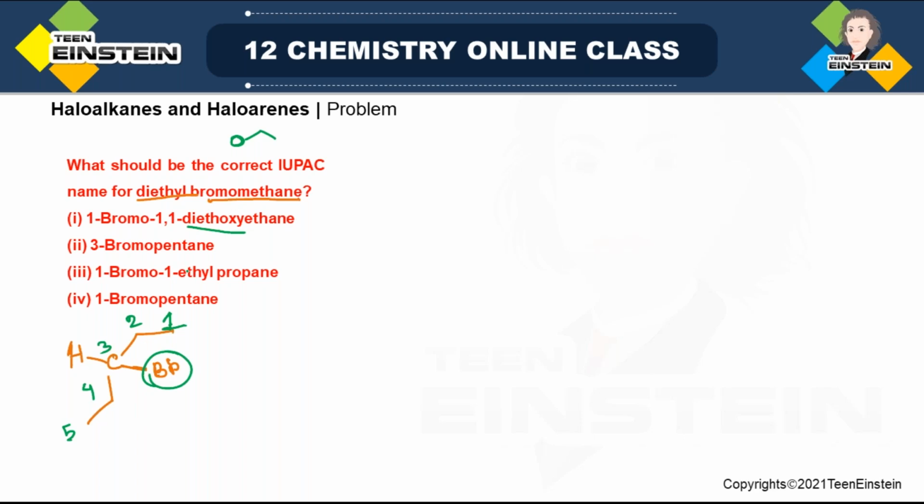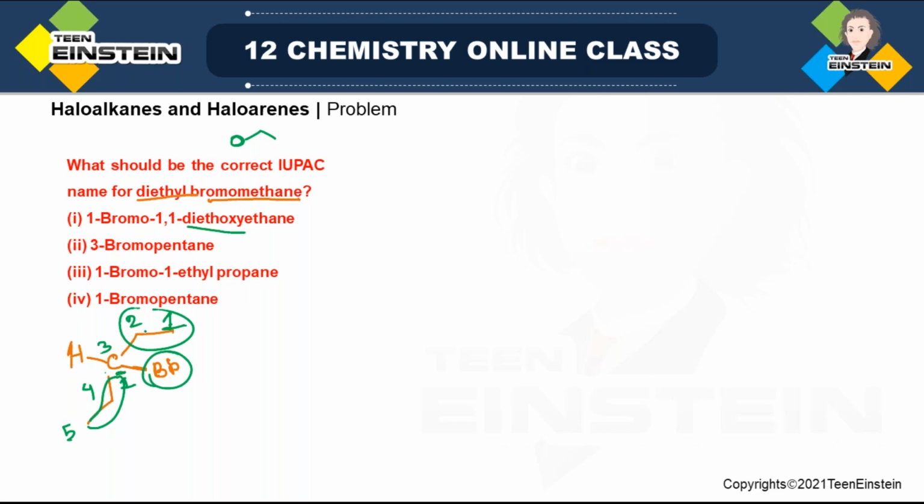But why are 3 and 4 not correct? Option 3 is saying it is 1-bromo-1-ethylpropane. But this name cannot be correct because it is considering this carbon as 1 carbon, and then at 1 carbon you have this ethyl group, and this is the longest chain. But that cannot be correct. The longest chain is 5 carbons. The longest chain cannot contain 3 carbons. So that is why option number 3 is also wrong.